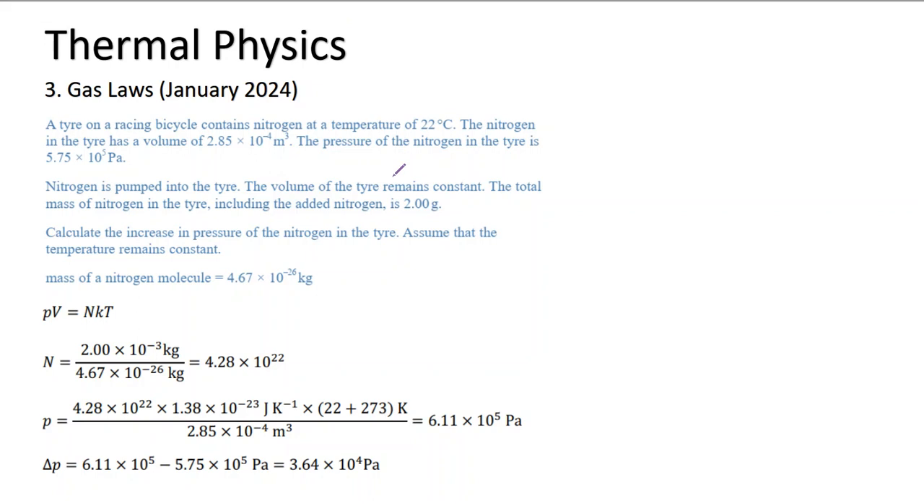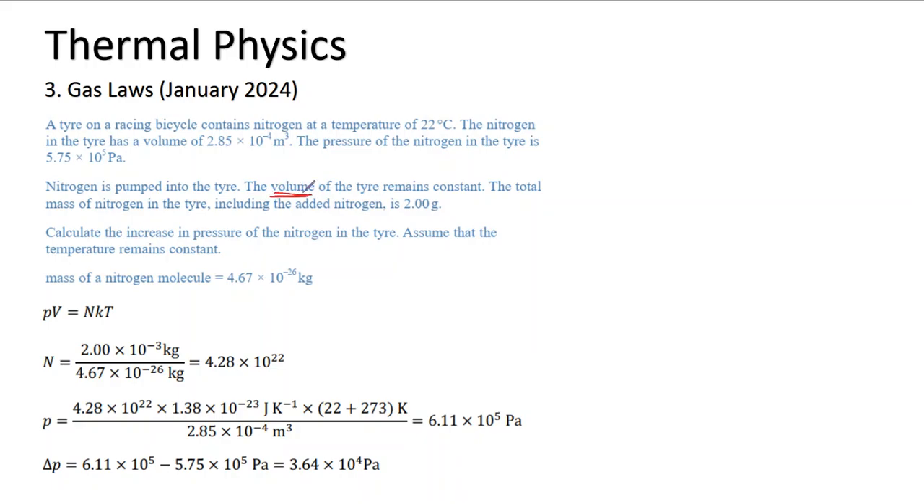Next up, in thermal physics, you have gas laws. A tire on a racing bicycle contains nitrogen at a temperature of 22 degrees Celsius. The nitrogen in the tire has a volume of 2.85 times 10 to the power minus 4. The pressure of the nitrogen in the tire is 5.75 times 10 to the power 5 Pascal. Nitrogen is pumped into the tire. The volume of the tire remains constant, so volume stays the same.